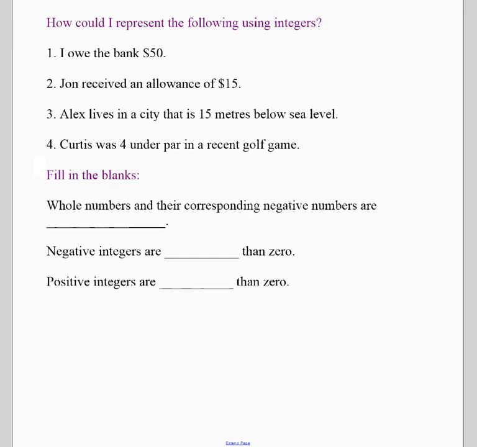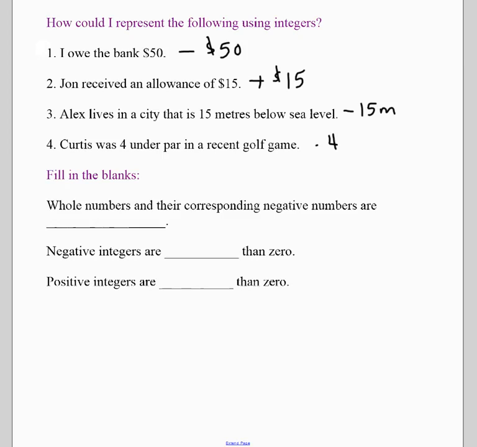So let's look at these following real life type examples. If you owe the bank $50, what is that? That means you are at -$50. If you get an allowance of 15, that means you're at +$15. If you live in a city 15 meters below sea level, you're at -15 meters. If you're 4 under par, you're at -4.